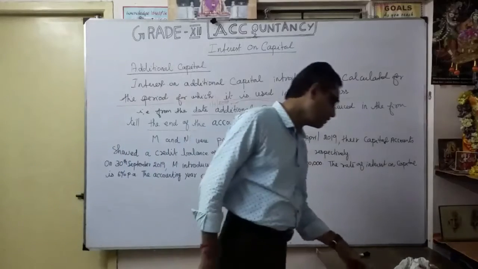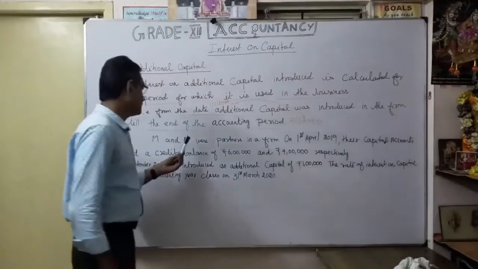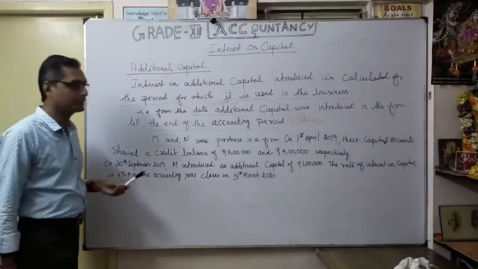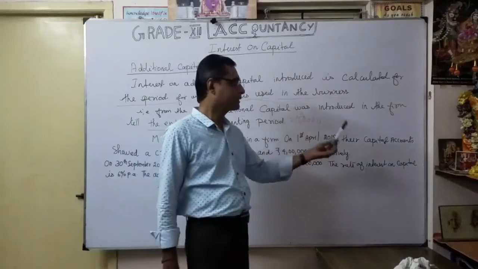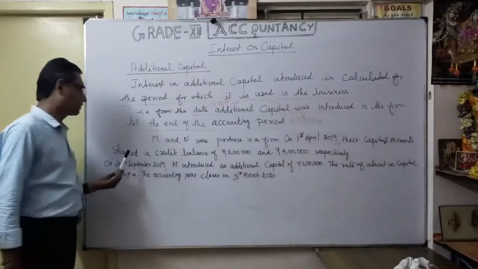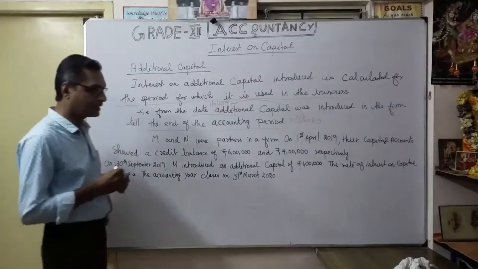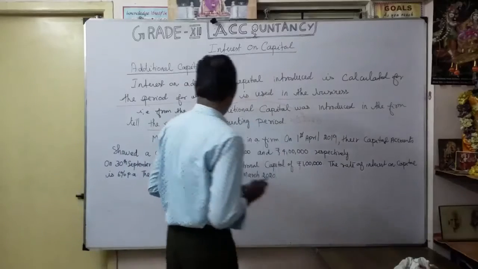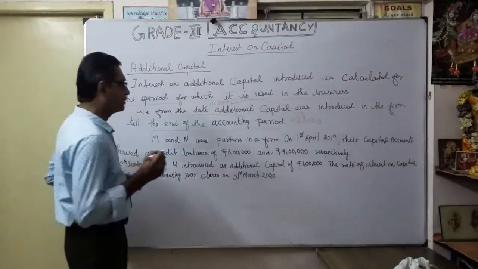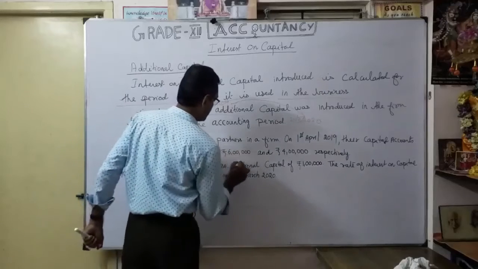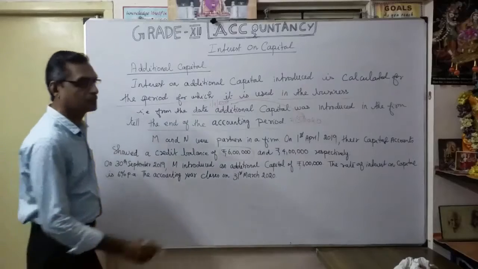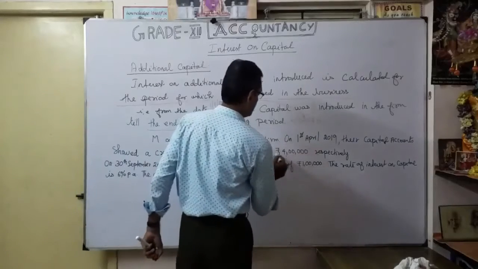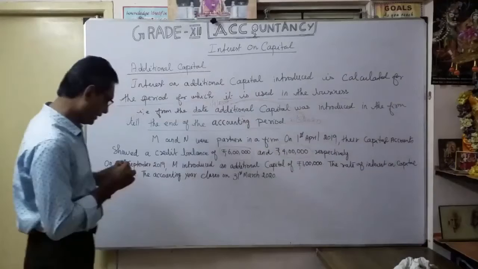Okay. Here there are two partners, M and N, who were partners in the firm. On 1st April 2019, their capital accounts showed credit balances of 6 lakhs and 4 lakhs respectively. So partner M's capital shows 6 lakhs, and partner N, 4 lakhs. Okay, so during the period, what happened?